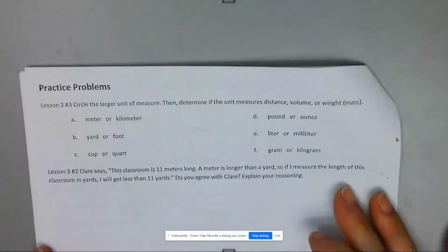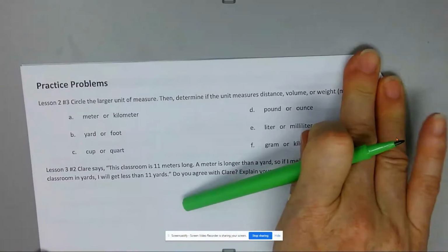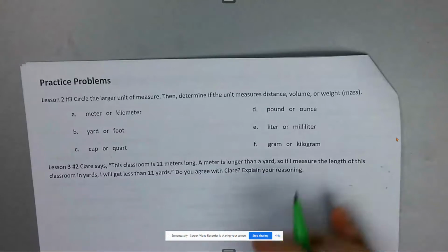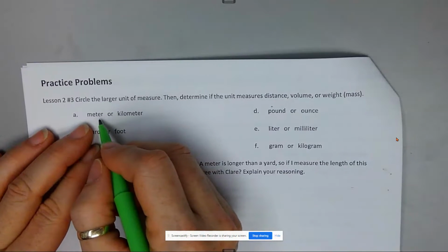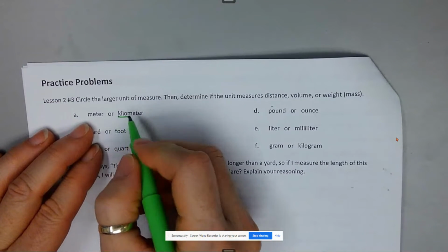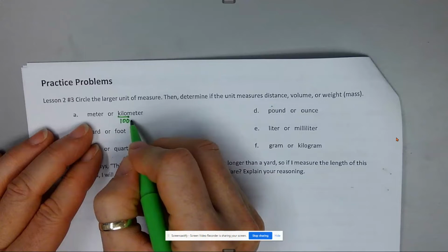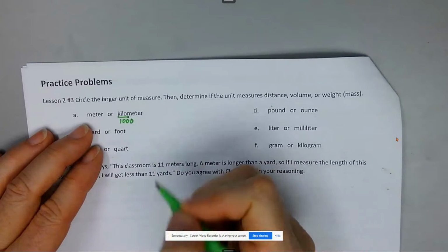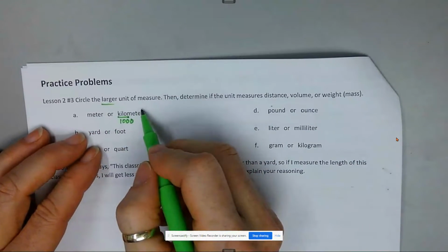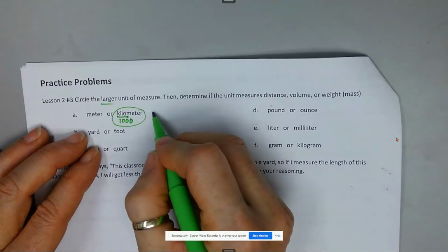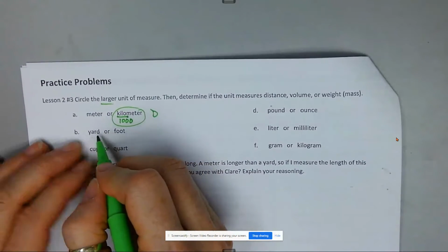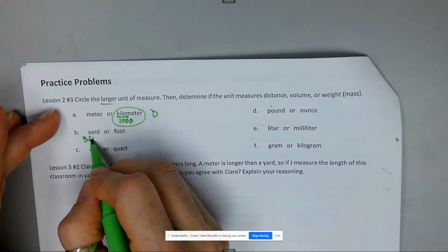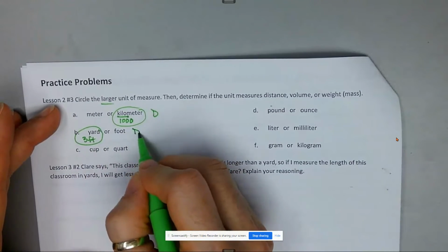Circle the larger unit of each measure and determine if it's distance, volume, or weight. I'll just go ahead and do these with you. 1 kilometer, kilo means 1,000, so this would be 1,000 meters. Well, 1,000 would definitely be greater, and that is a measure of distance. A yard or a foot, well, a yard is 3 feet, so this is also distance.